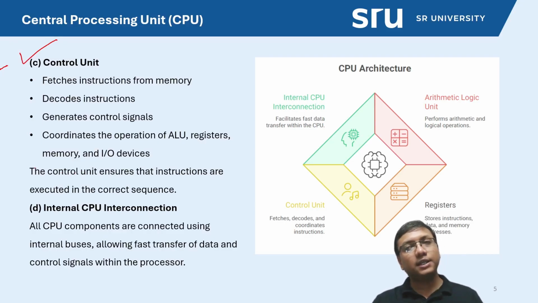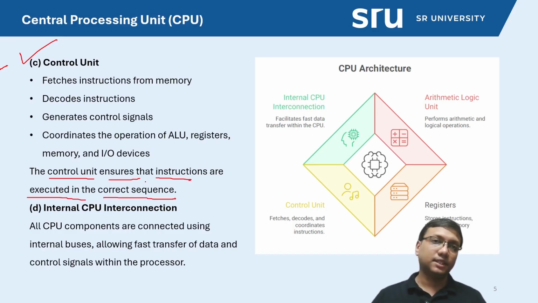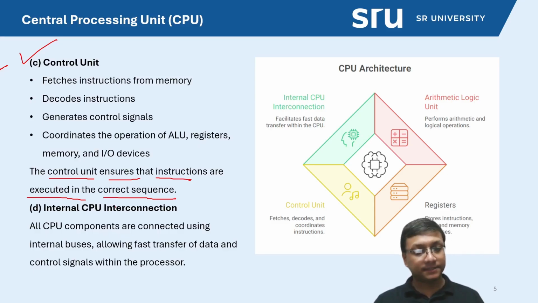Also, there is one important feature: the control unit ensures that the instructions are executed in the correct sequence. This is very important. In later modules we will explore why the sequence matters so much, and if the instructions are not executed in sequence, what types of hazards it can bring into the system. That is why the control unit is very crucial in those applications.